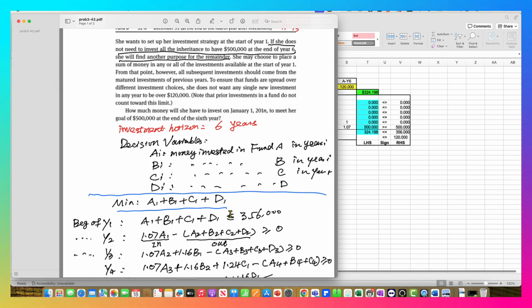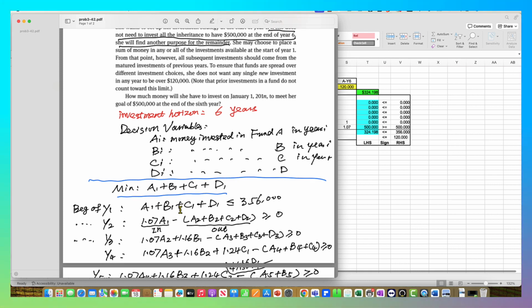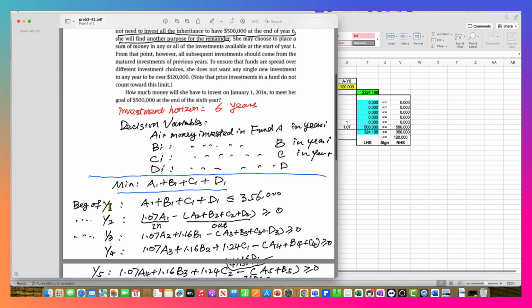In a dynamic problem, you want to visualize how the money in successive years is related. Once the money is invested in year 1, it's going to roll over to the next year. So let's look at the logical relationships among the decision variables. Let's look at the beginning of year 1. The total money invested should be less than what she has. That's $356,000.